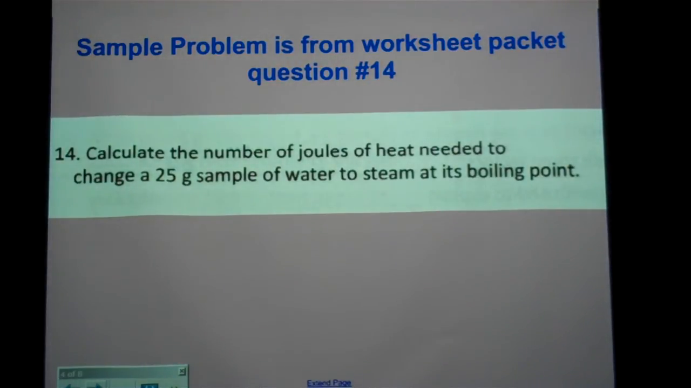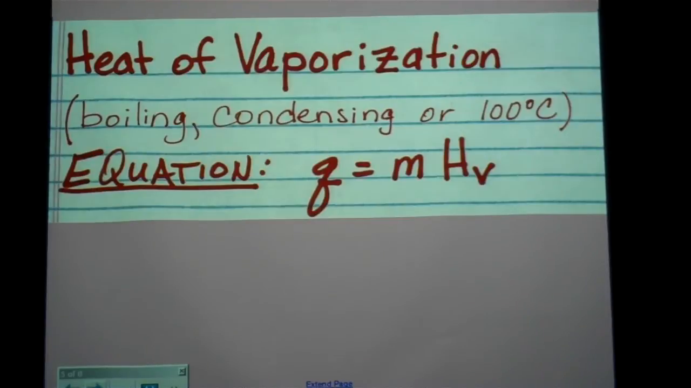So here's a question that we're going to look at. Calculate the number of joules of heat needed to change a 25-gram sample of water to steam at its boiling point. So here we have heat of vaporization. We have to remember that we're talking about boiling, condensing, or we're talking about water. It's 100 degrees Celsius. So the temperature is not going to be part of this equation. The equation equals Q equals mHV.